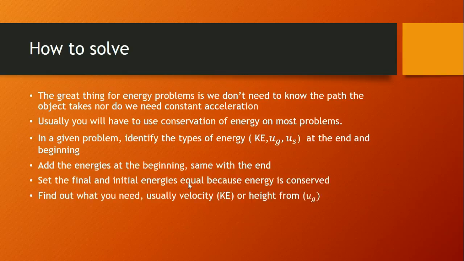Then we have to find out what we need to solve for. Usually you will solve for velocity or height, or you can solve for how far a spring is compressed. For example, if you have a ball on a hill and it rolls down the hill, we can figure out the velocity if we know the height the ball was at. So you basically use kinetic energy to find velocity, gravitational potential energy to find height, and the potential energy of a spring to find the distance a spring is compressed. Those are usually what you solve for.